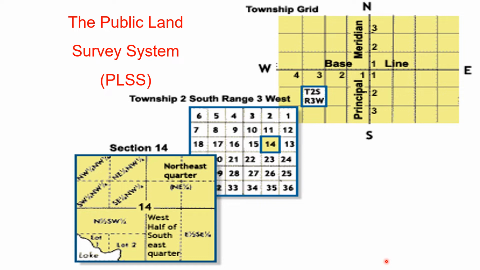Now, this looks a lot like a coordinate system, but it differs subtly from a coordinate system in that a coordinate system usually locates points on a grid, whereas this system is designed to locate parcels, two-dimensional spaces on a grid.